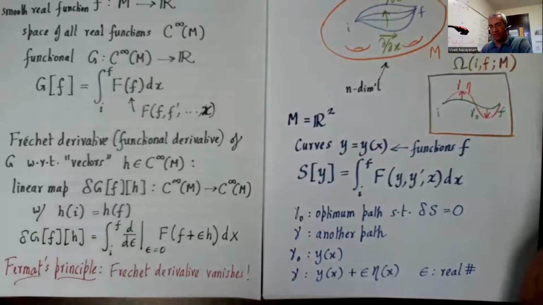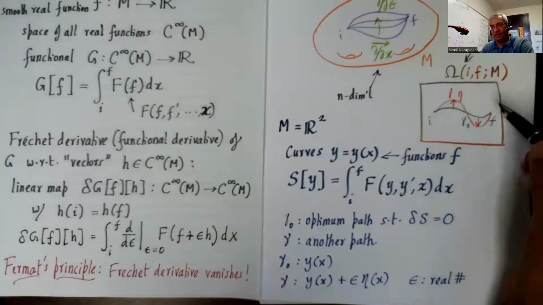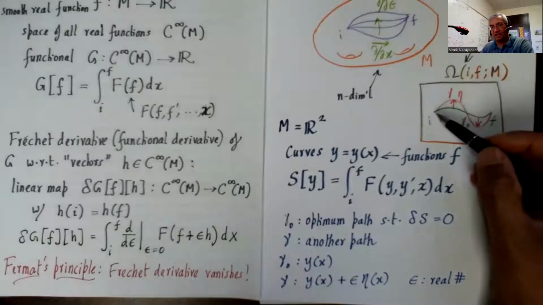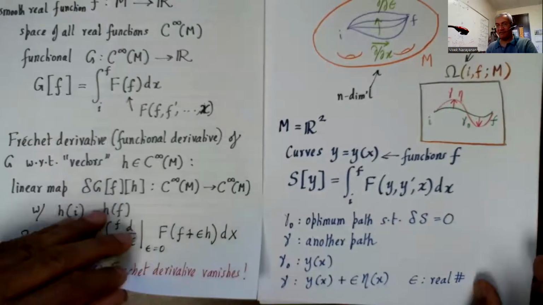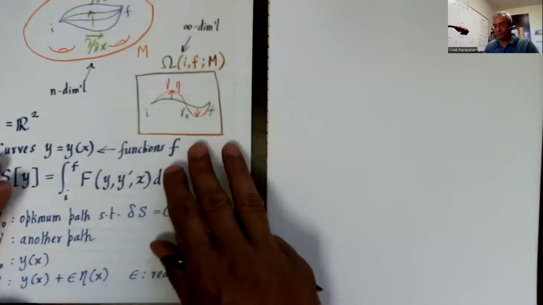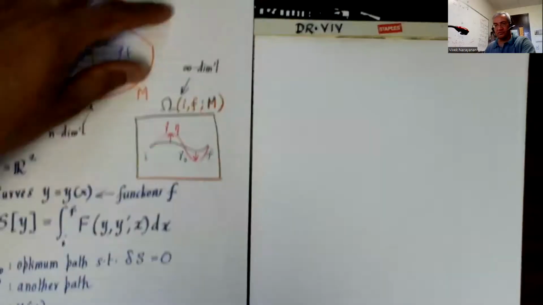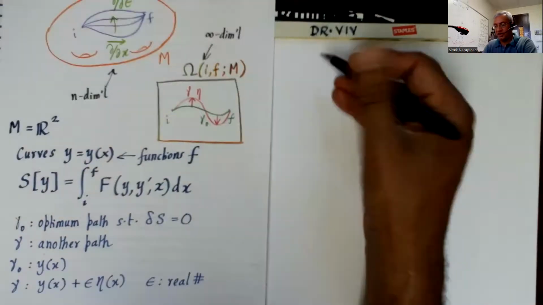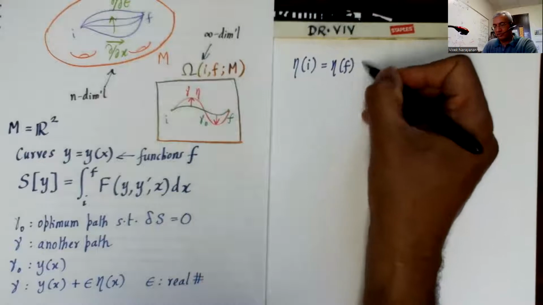Now, by our conditions, the path space goes from I to f with I and f fixed, which means that eta should vanish at both I and f. So the condition that we have to have is that eta I equals eta f equals 0.